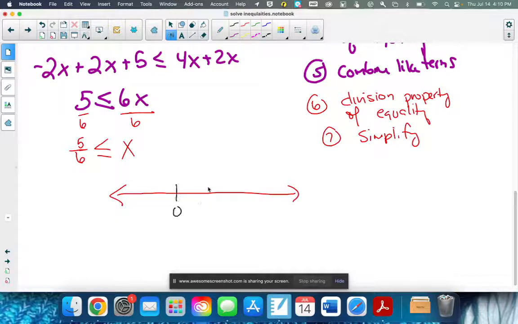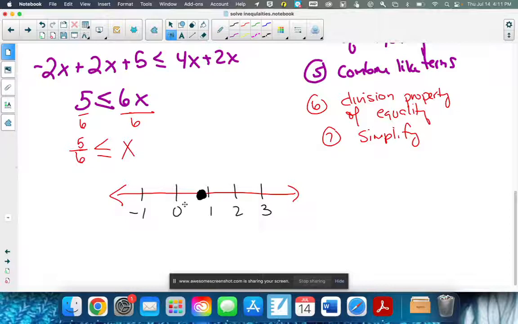So how about 0, 1, 2, 3, and I'll put a negative 1 over here. Again, it doesn't always have to start at 0. You just need to put a few numbers around your answer. I'm not looking for exact. We know 5 over 6 is closer to 1 than it is to 0, and it is a filled in circle. So I'm just going to put my dot right there.